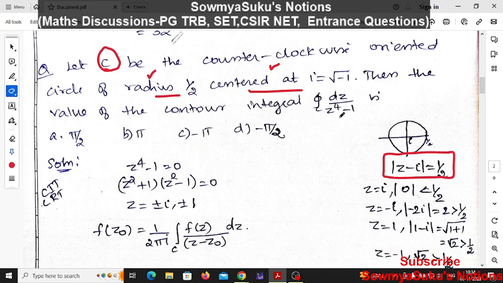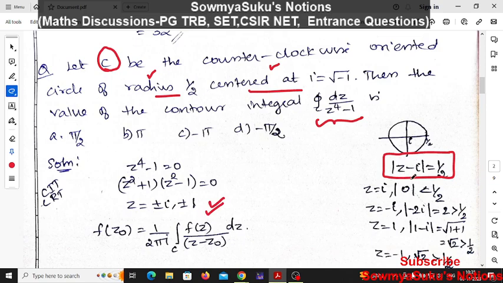So first, your denominator is equal to 0. So z^2 + 1 and z^2 - 1 equal to 0. So that you will get 4 values, like plus or minus i and plus or minus 1. So we can find this by using the Cauchy residue theorem or Cauchy integral theorem. So I am using here the Cauchy integral theorem, that is f of z naught is equal to 1 divided by 2 pi i times the integral over C of f(z) divided by (z minus z naught) dz. So out of these 4 values, which will be the correct fit, this one we have to see.